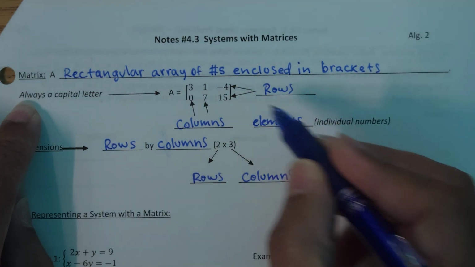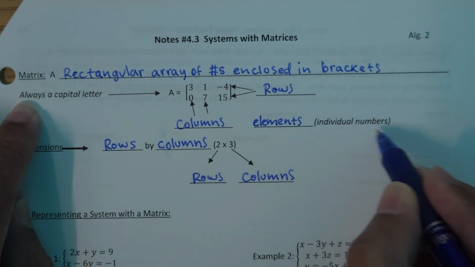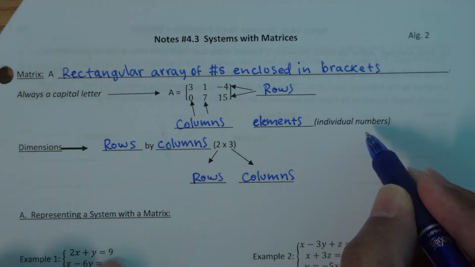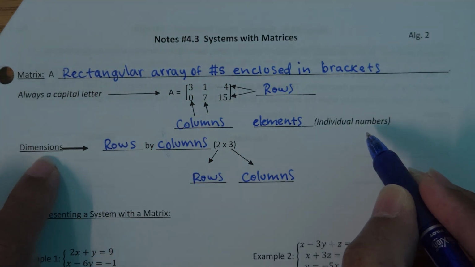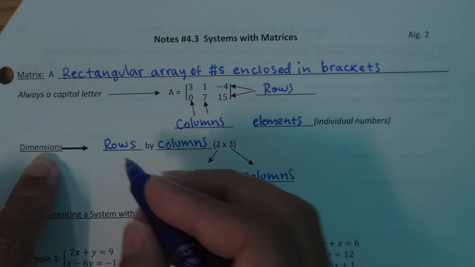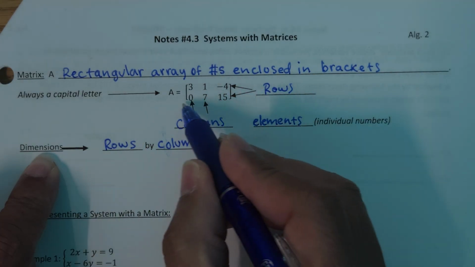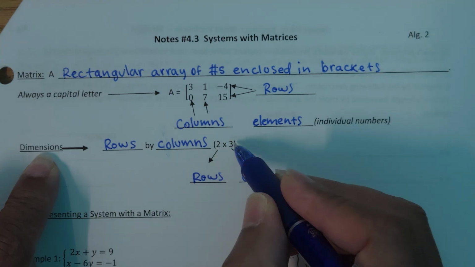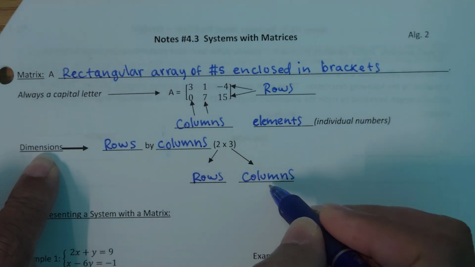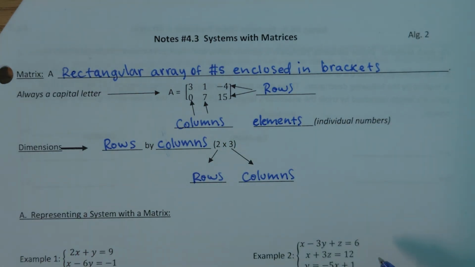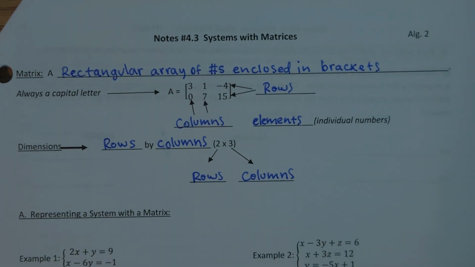The numbers inside of the matrix are called the elements, and those are the individual numbers as you see them here. Then for the dimensions of the matrix, you count the rows and the columns. For example, this matrix has 2 rows and 3 columns, so we call this a 2 rows by 3 columns matrix. With that said, that is your introduction to matrices.